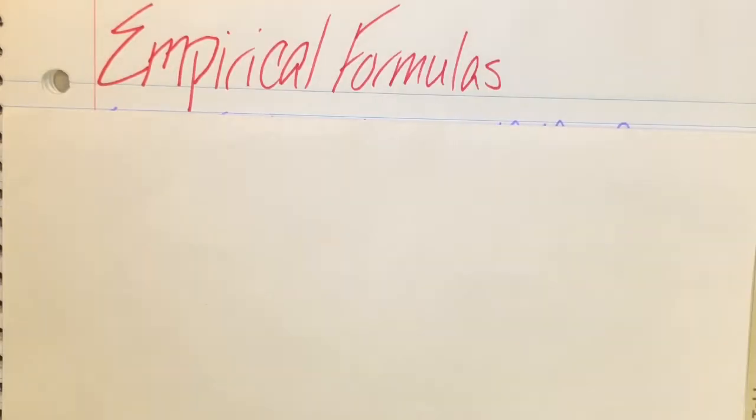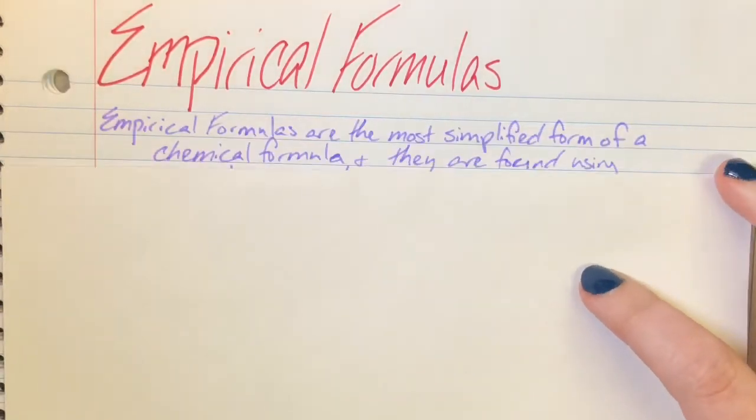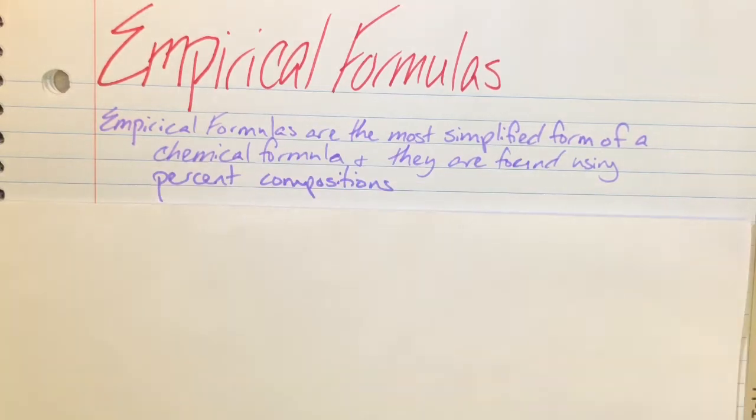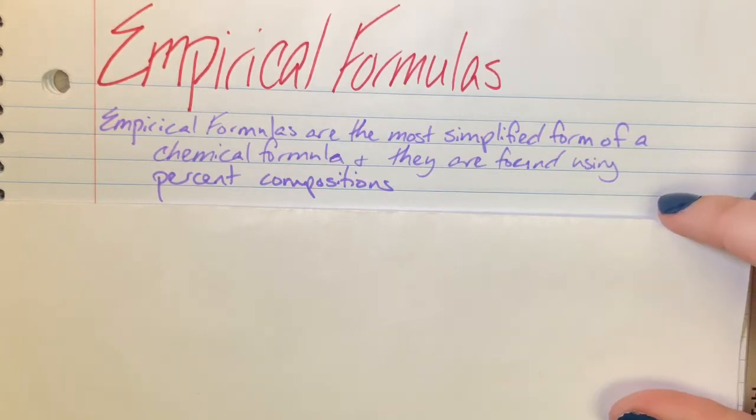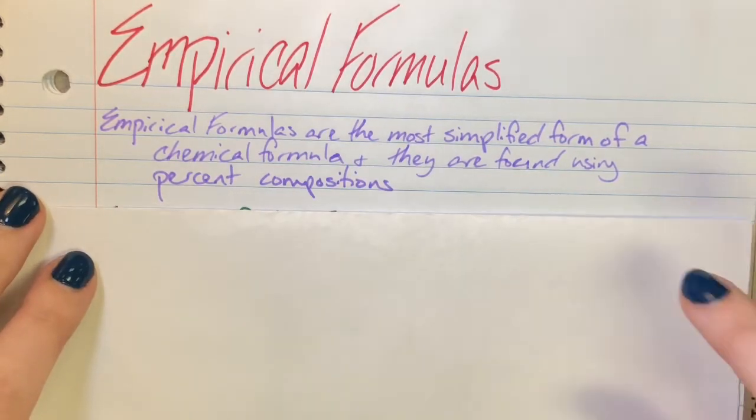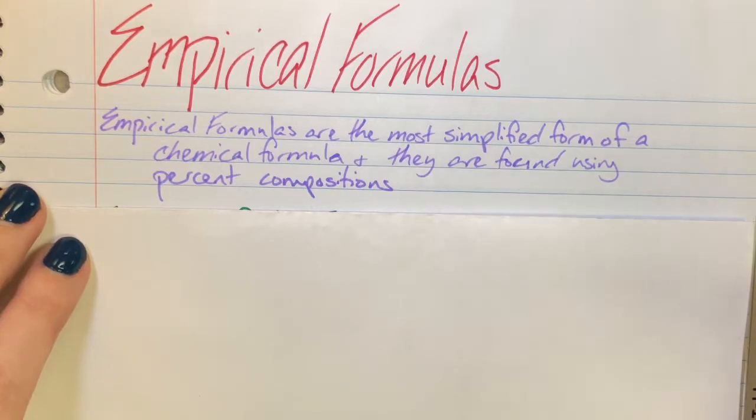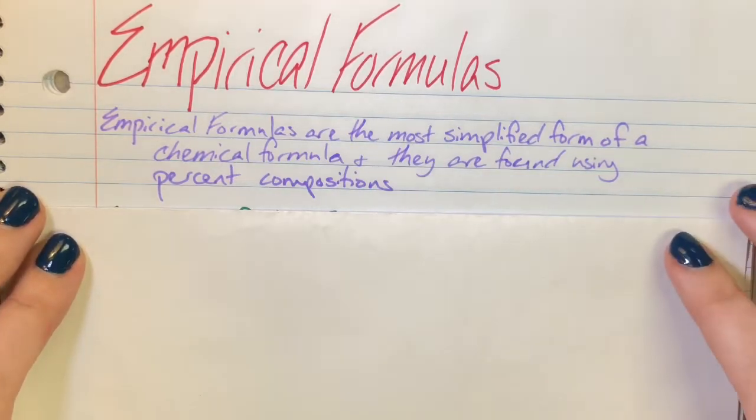We're going to be discussing empirical formulas today. Empirical formulas are the most simplified form of a chemical formula, and they are found utilizing percent compositions. For empirical formulas, it's going to be my subscripts after they have been simplified, and that is what everything is going to look like. So it's not going to be quite correct, but it will be in proper proportion.